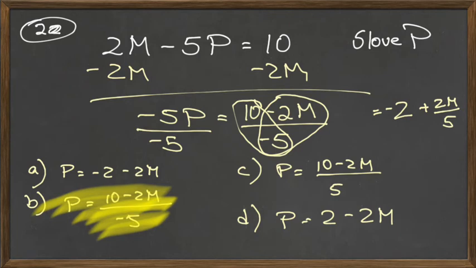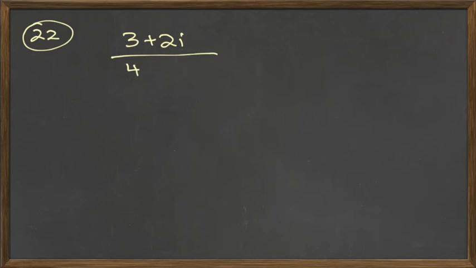Okay, number 22. 22 is what we just did most recently. 3 plus 2i over 4 minus i. Simplify.